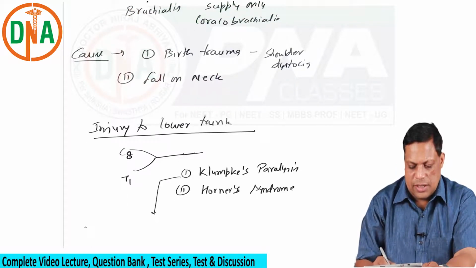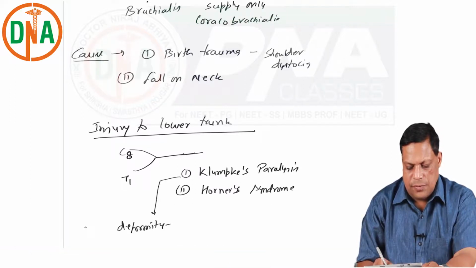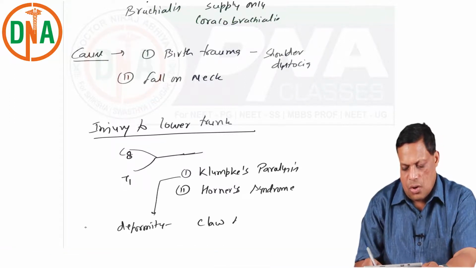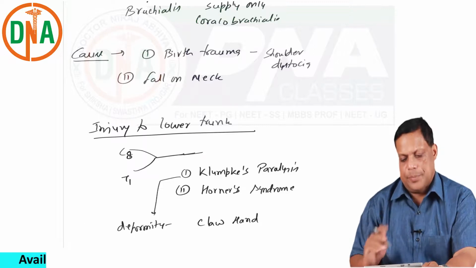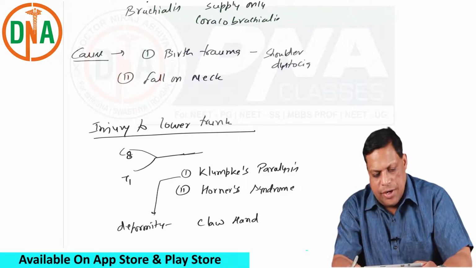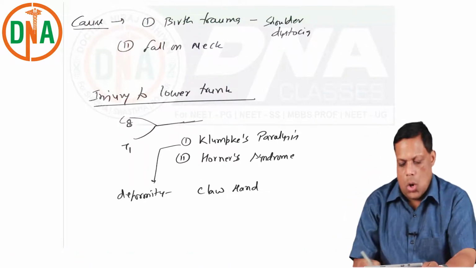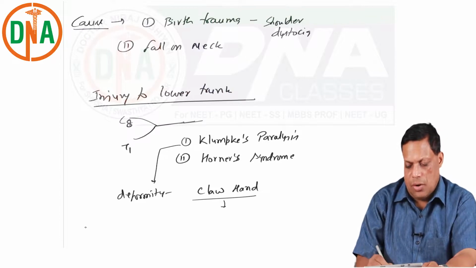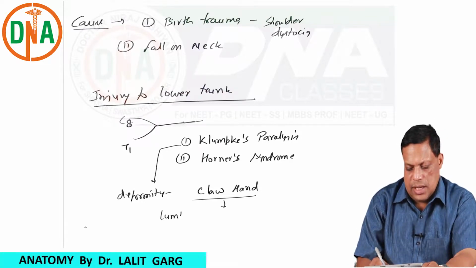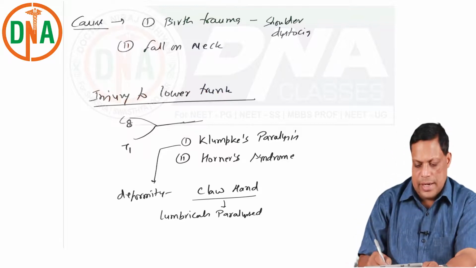Klumpke's paralysis. What is the deformity in Klumpke's paralysis? Deformity is claw hand. Because C8 T1 nerves are dedicated to the intrinsic muscles of the hand, they are paralyzed, which leads to the claw hand. What happens in the claw hand? Lumbricals are paralyzed. All intrinsic muscles are paralyzed, but the deformity appears due to the paralysis of lumbricals.